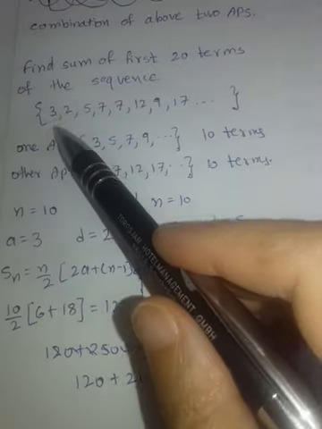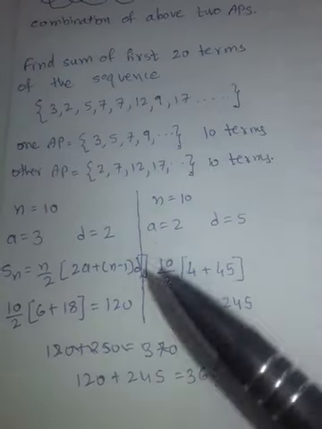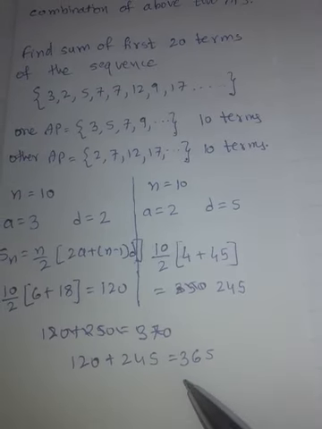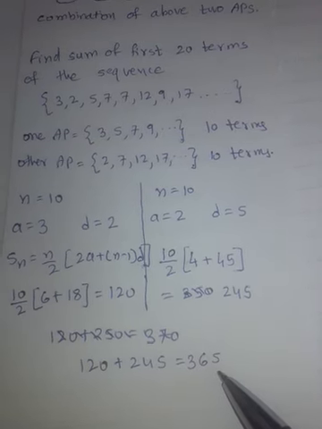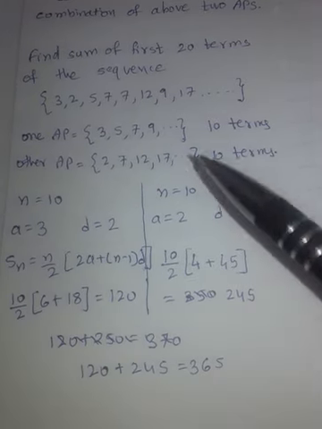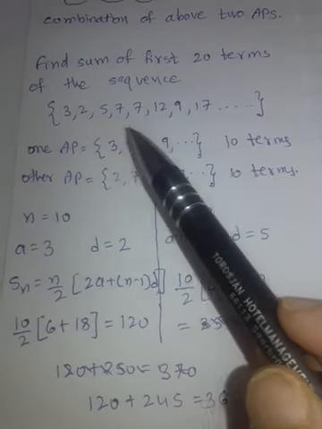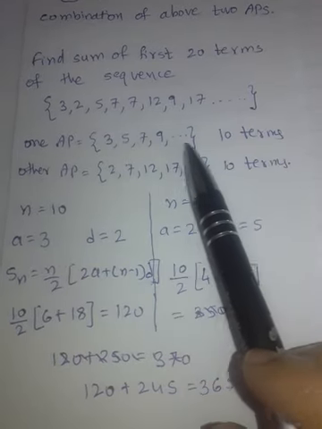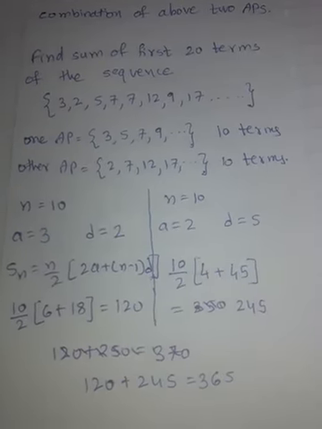So for the combined AP of 20 terms, the sum will be 120 plus 245, that is 365. I hope you understood how we solved it. First we formed two APs out of this given sequence and then we solved separately for them. इसका भी Sn निकाला, इसका भी Sn निकाला and then we just added it.